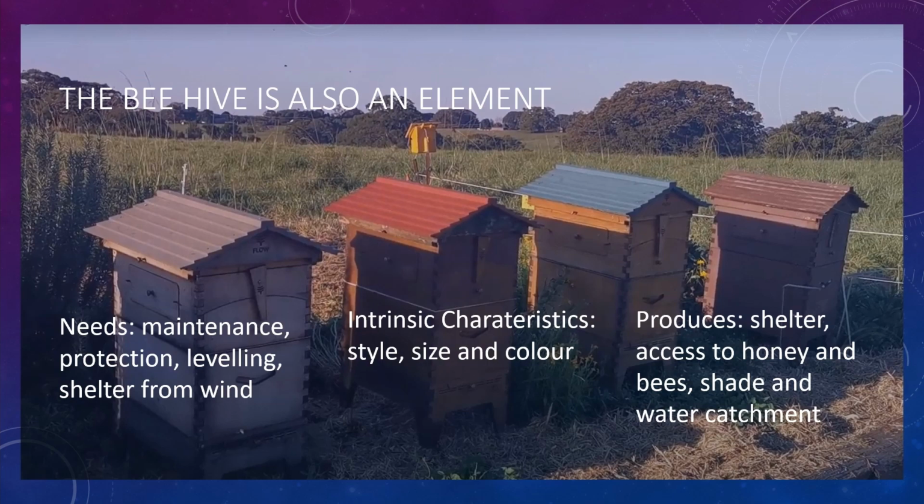In this example here at the farm in Byron Bay, they have electric fencing taped around it so that people or deer or other types of predators don't disturb the beehives. What does the beehive produce? It produces mostly shelter to the bees, but it can produce water catchment. And the intrinsic characteristics here show just the difference in colour because they're all the same type of hive, but there are many different hives that you can find.